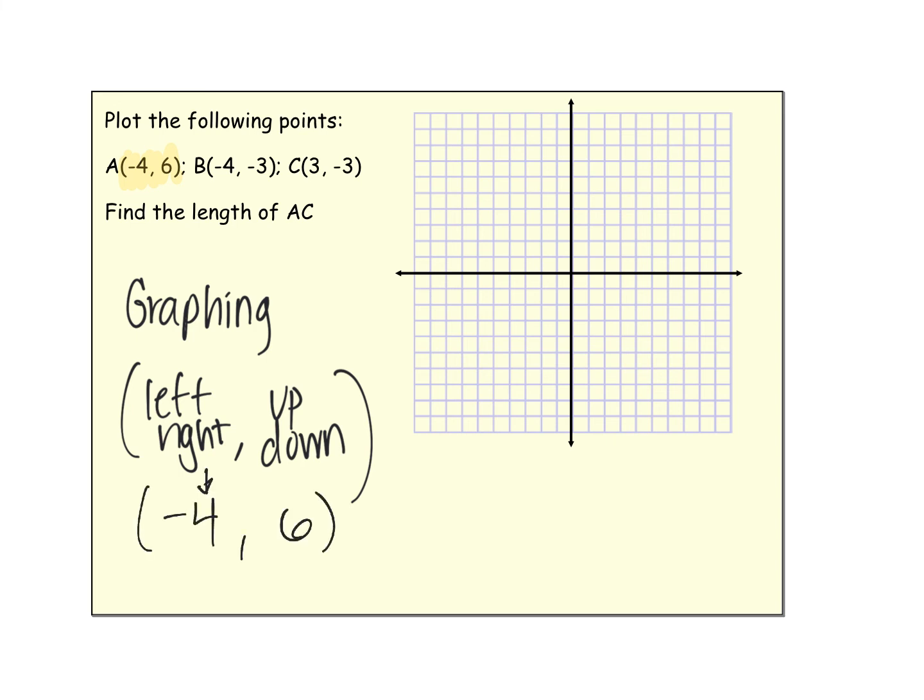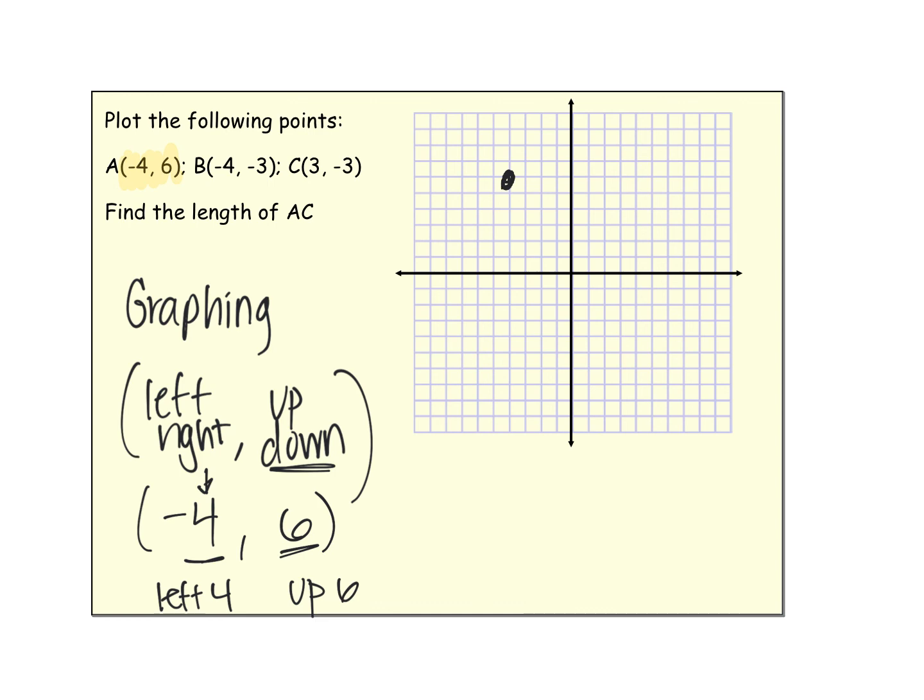Okay, the first number tells me to go left or right. It's negative, so I'm going to go left. Okay, so I'm going to go left 4, and then my second number either is up or down. Well, it's positive, so I'm going to go up 6. So I'm going to start from the origin. I'm going to start in the middle. I'm going to go left 4, 1, 2, 3, 4, and then up 1, 2, 3, 4, 5, 6. Put my dot.